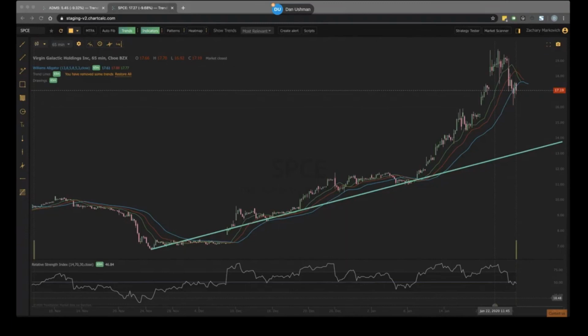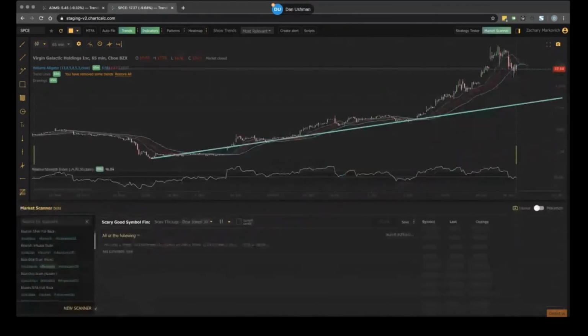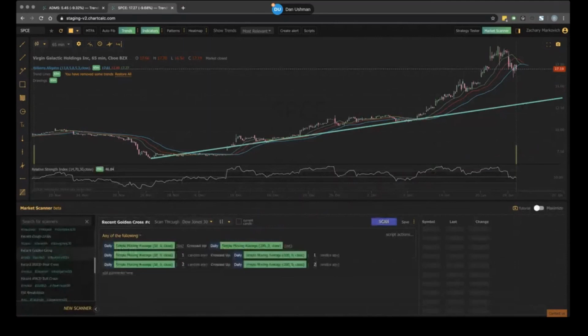You can generate scans for really anything like that you could dream up. And I believe there's a few pre-built scans along those lines here as well. Like the recent Death Cross and Golden Cross scanners that look for one of the last 3 candles having a 50 versus 200 cross on it. You would list them separately. Let's see what in the Dow Jones 30 has a golden cross recently.